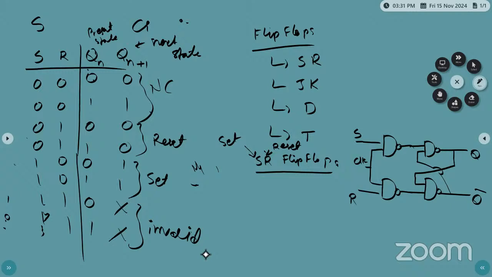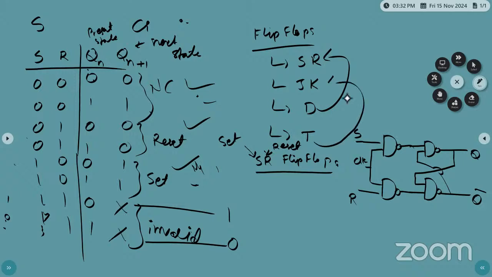Similarly, one more flip-flop, JK. It is the same as this, same as this, but only this one changes: if it is 0 it becomes 1, if it is 1 it becomes 0. That is the only difference. The T and D are not required. The D can be derived from the SR flip-flop and T can be derived from the JK flip-flop.